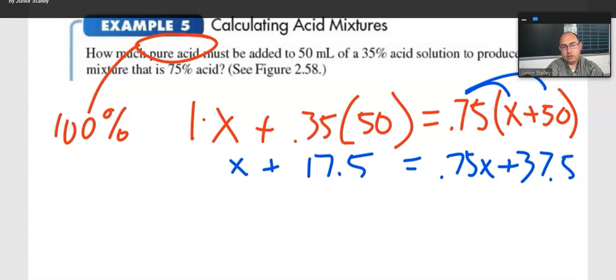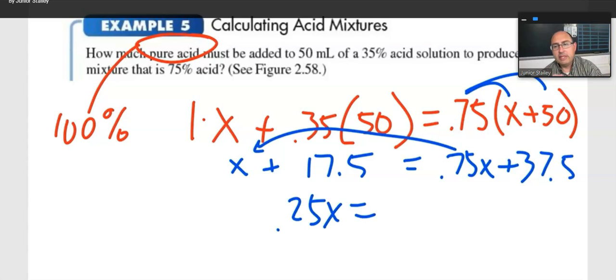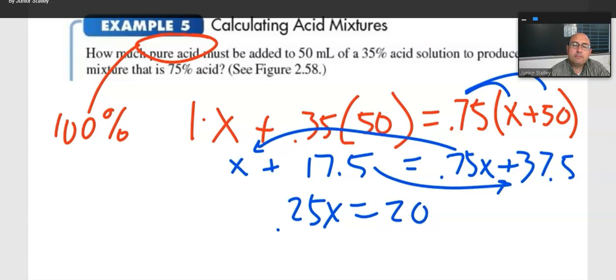Okay. And so if you push these to the same side, that's 1x, take away 0.75x, so that'd be 0.25x. And if you push this to the other side and subtract your 17.5, that would be 20. And then if you took 20 and divided by 0.25, isn't that going to be 80? Yes. Okay, so we end up with 80.